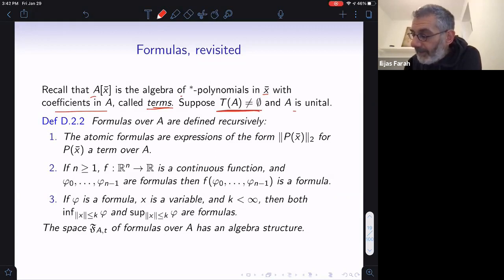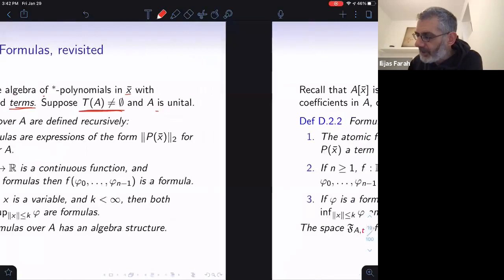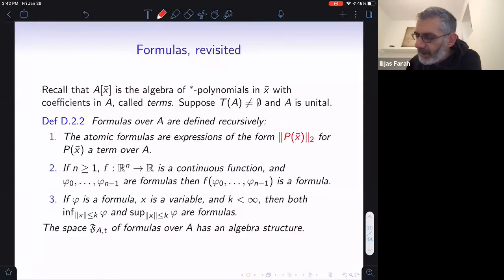And now we define formulas recursively. If you just look at this definition, it looks very much like the old definition. There is only one difference, really. So I'll just swipe to the next slide. Here it is. You see the atomic formulas, they are now expressions of this form. You're taking the two-norm of a star polynomial.